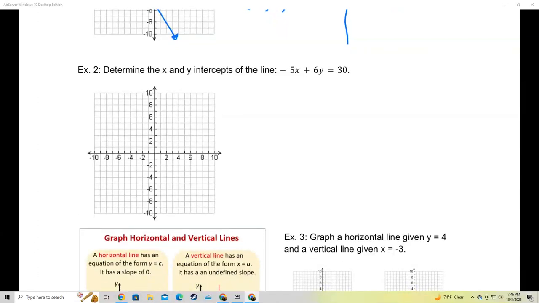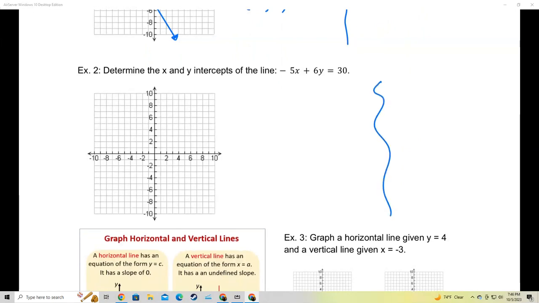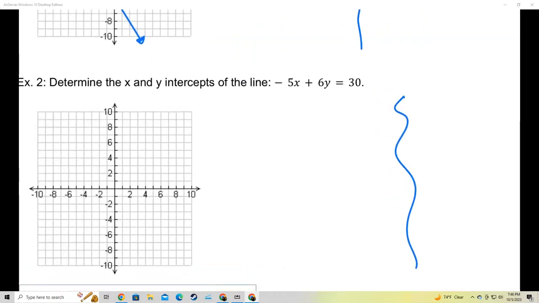It says determining the x and y intercepts of this line, negative 5x plus 6y equals 30 this time. Let me go ahead and start this problem off. I want to find first my x-intercept because this is written in standard form. And I know if I want to find my x-intercept, then that means that my y must be equal to 0.